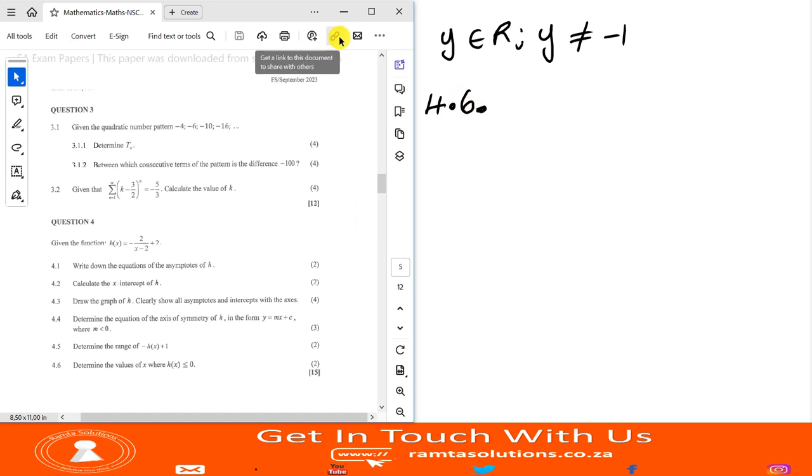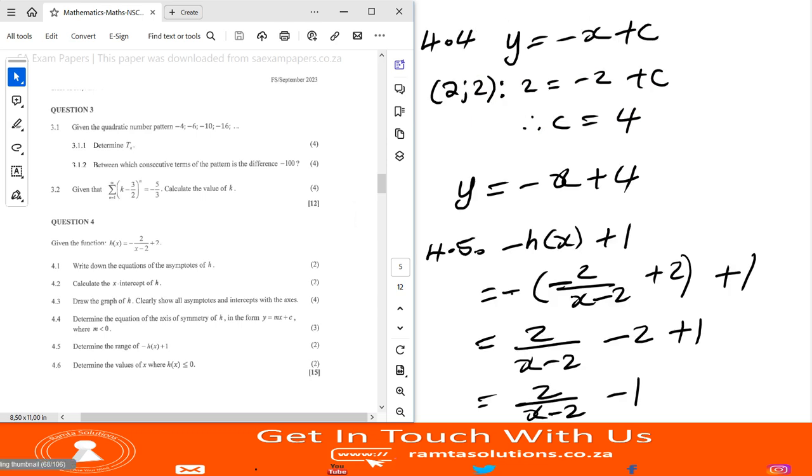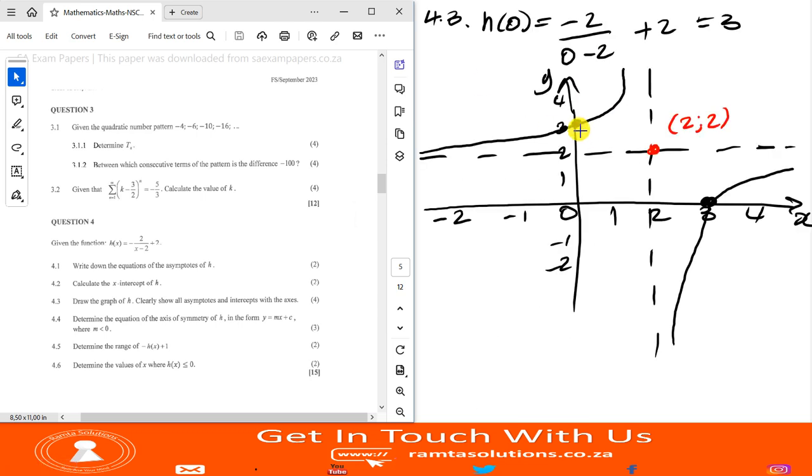4.6 says, determine the values of x where h of x is less or equal to 0. Let's go. h of x is less or equal to 0. Let's go back to the diagram. Here is our diagram. Remember, this is h of x, guys. When they say less than 0, it means the y value must be negative. So where is that? It is basically below the x-axis.